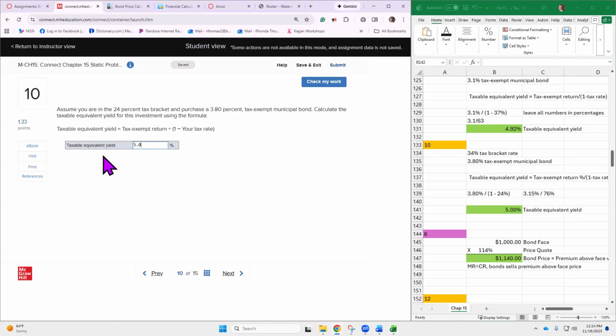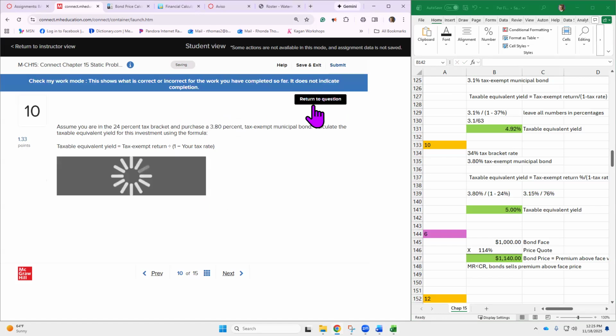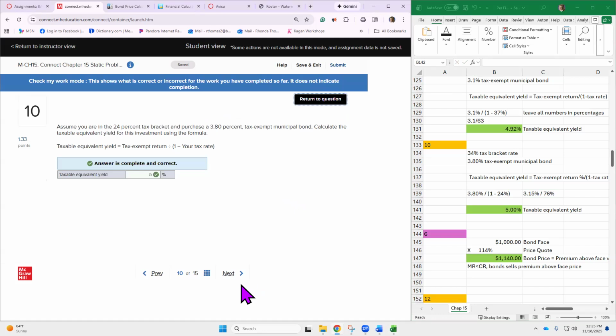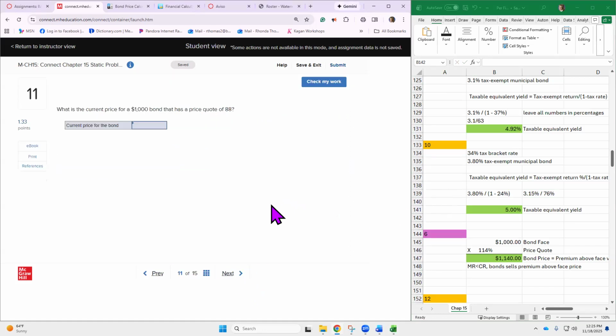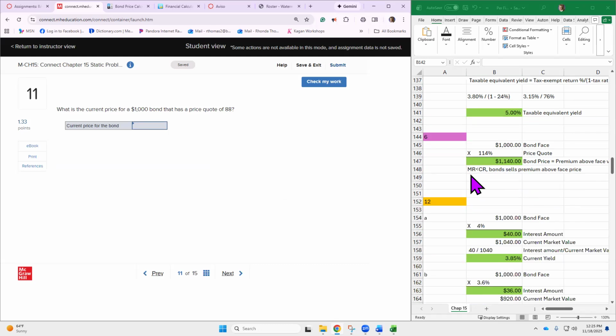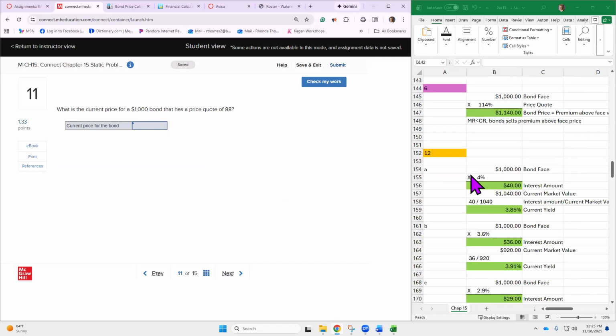So your tax equivalent yield is always going to be larger than your interest on there, because once again, you don't have to pay taxes on it. There's no federal income tax on a tax exempt bond. Okay, everybody got that? Did I miss something? No? Okay. All right, let's talk about when bonds are quoted.